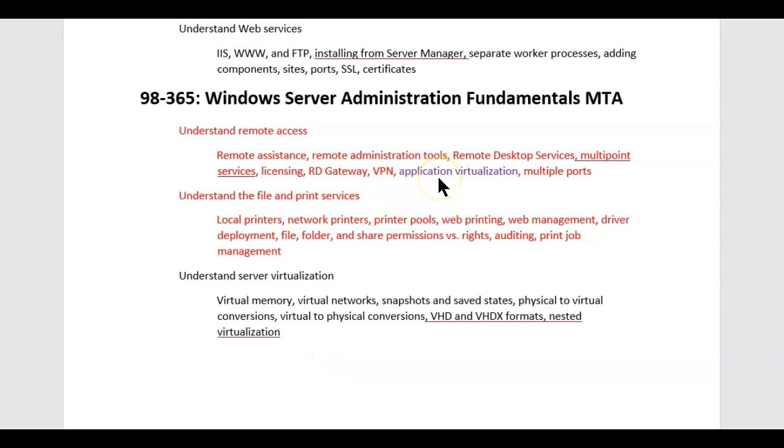We're going to take a look now at application virtualization, also known as APV, that's APP-V, APV, and this certainly will be on the MTA test. It's just something they like to put on there for some reason on your 98-365 MTA. So what in the world is APV?